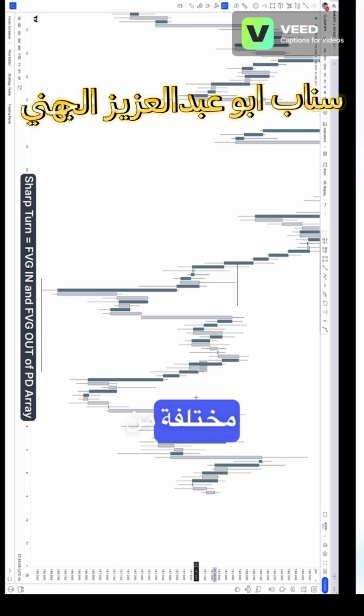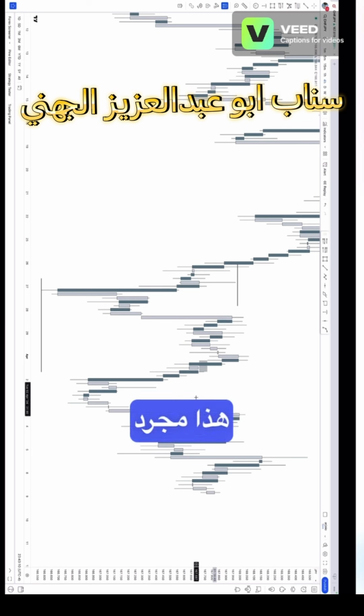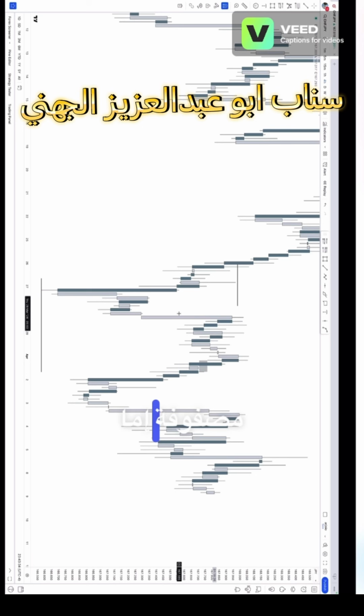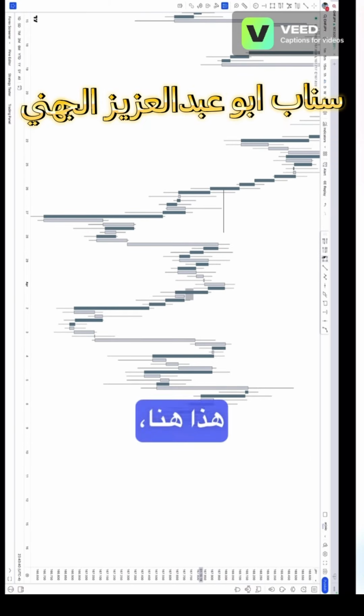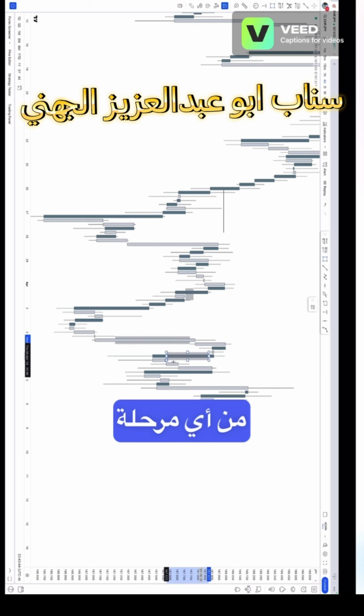Now there are different types of sharp turns because this is just one example. There are good sharp turns and there are also bad sharp turns, and I'll cover them all. All the sharp turns start with a PD array that we are either going higher off of or lower off of. A sharp turn in the middle of nowhere, so for example this right here, you could label this as a sharp turn, yes, but it's not coming off of any significant premium array. So that is not a sharp turn where you want to actively look for a trade idea.